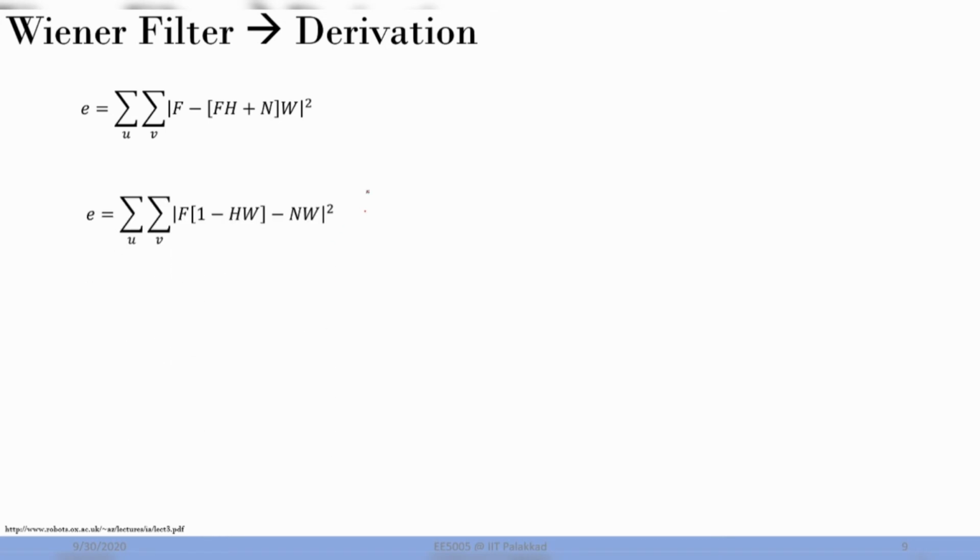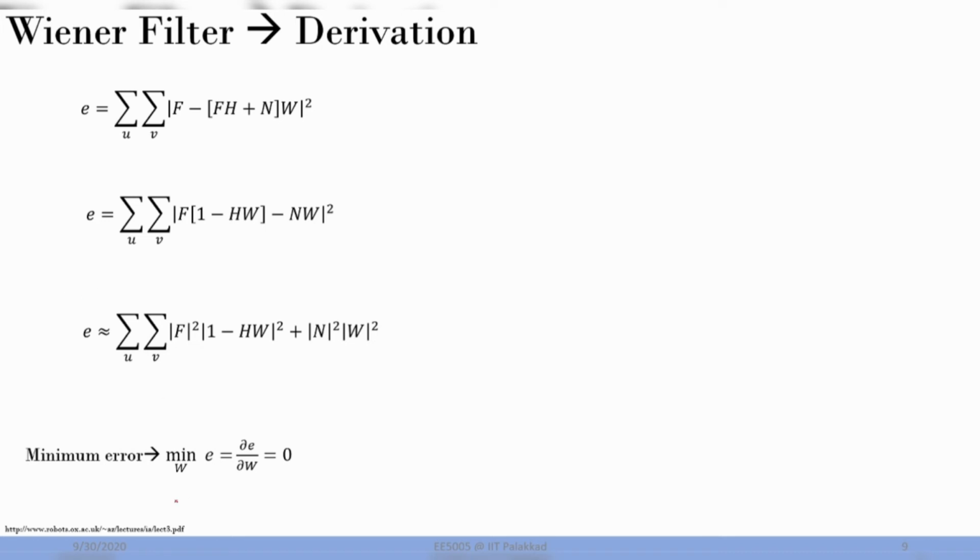Okay, so if I expand this, if I put W inside, like F minus FH W plus NW, and if I put F outside, I will get something like this. So F of 1 minus HW minus NW is simple direct substitution, right? And this is nearly equal to, if I expand these two, it's nearly equal, not exactly equal, to this function: F square plus this square plus N square plus W square. And now our objective is to minimize this error, okay.